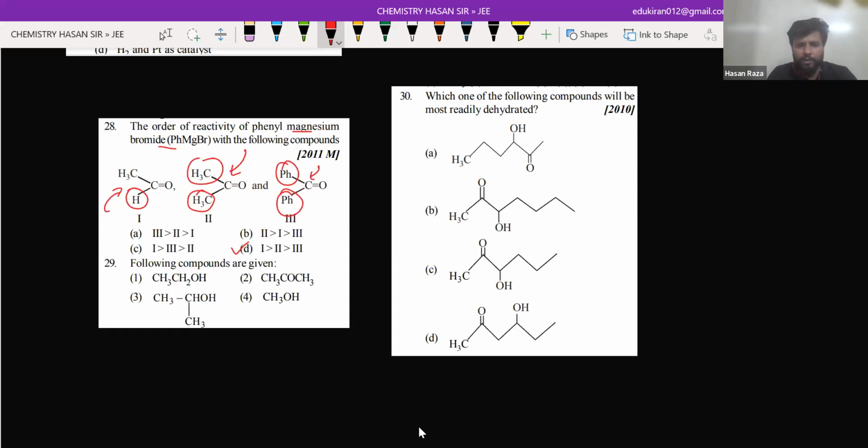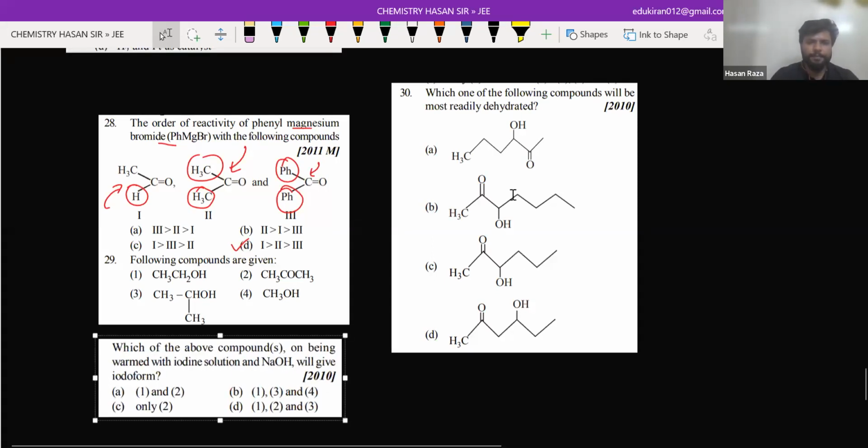Following compounds are given. No, wait a minute, I didn't give the option. Just wait a minute. Here is the complete question for 29. See. Which of the following compounds on being warmed with iodine solution and NaOH will give the iodoform test?